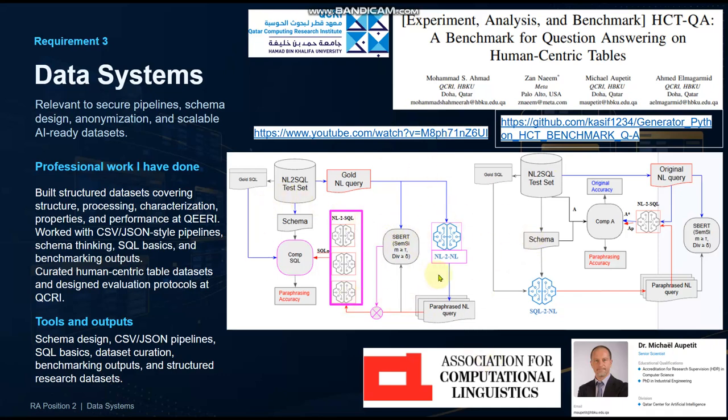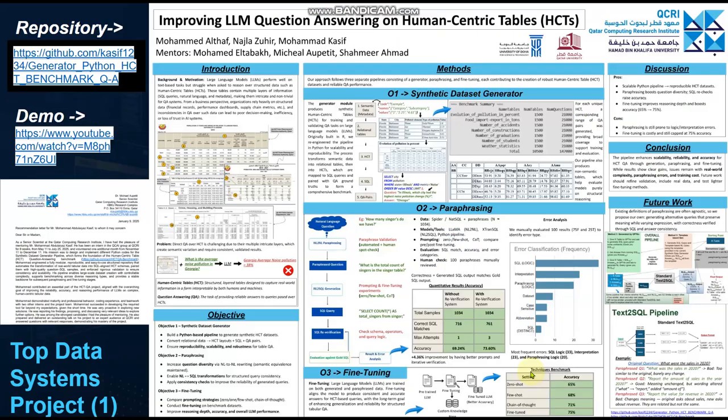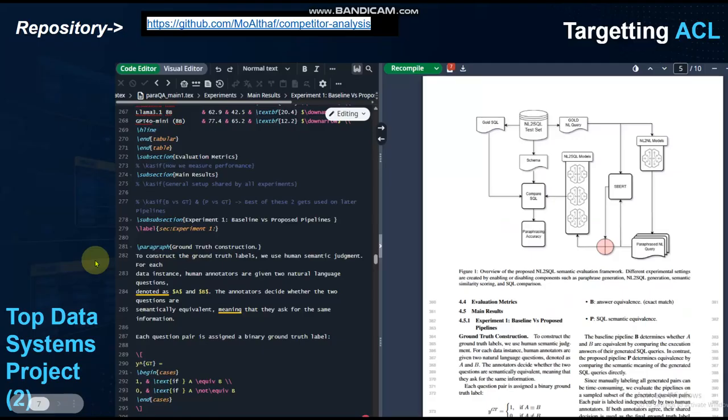This is a pipeline that we are constructing at the moment, and we are targeting ACL as our conference. This is some work I've done at QCRI related to data systems. I also have a letter of recommendation from Michael Opitet, who is a research scientist at QCRI. We are doing some more work here, as I mentioned, targeting ACL. This is the second part of the QCRI project, and it's related to data systems.